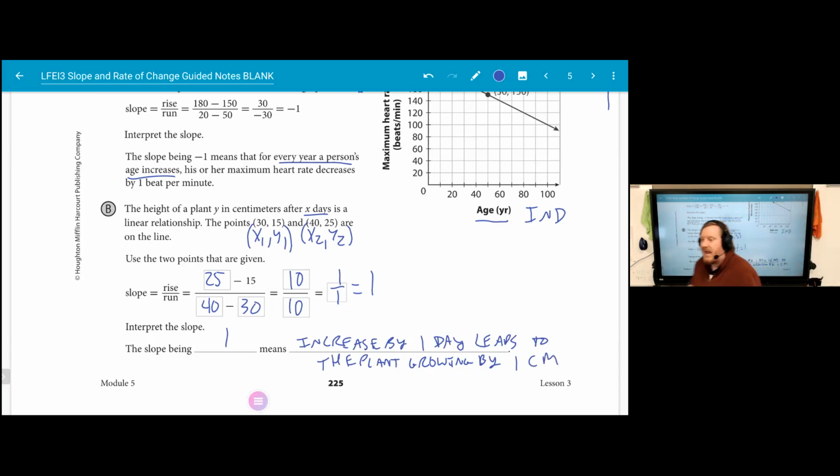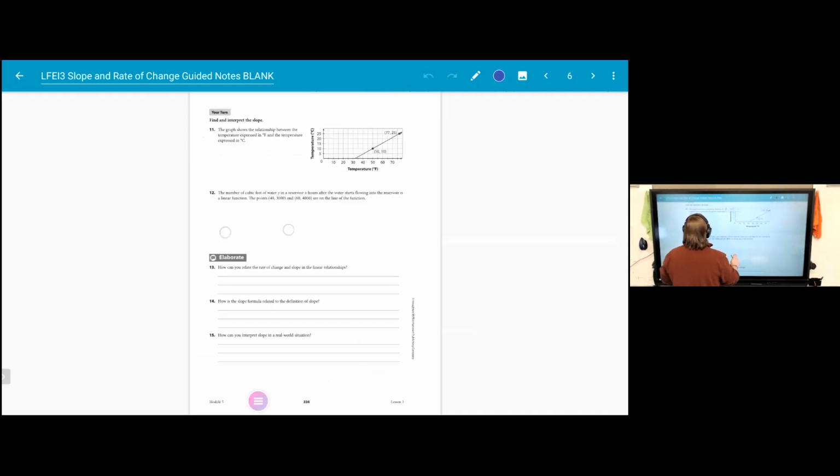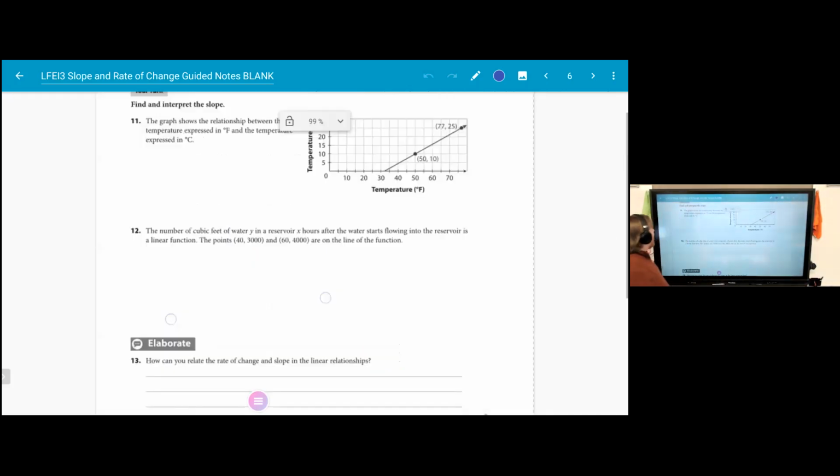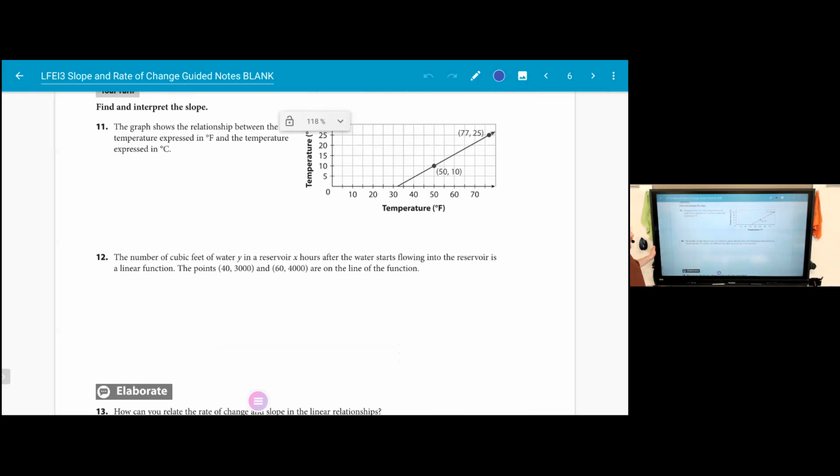Notice how, again, the x causes the y. A 1 day increase causes a 1 centimeter height increase. Okay, with that said, you know what time it is. Go ahead and take a look at your turn, numbers 11 and 12. Hit pause if you're on YouTube, or it'll pause for you on Edpuzzle.